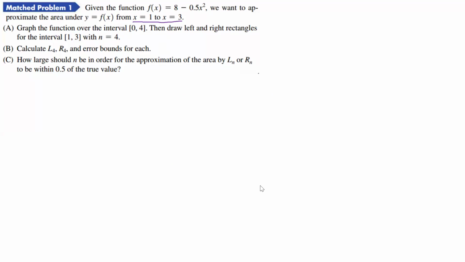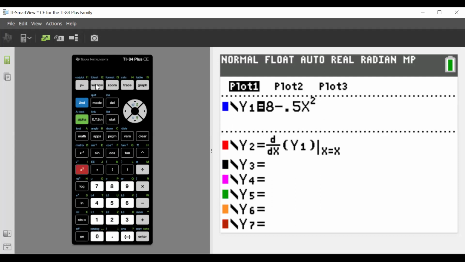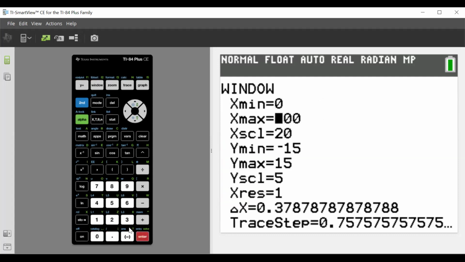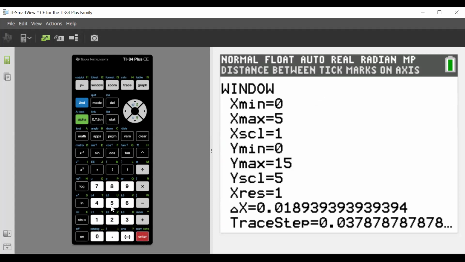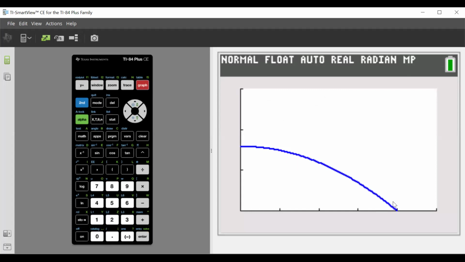So if we go to our calculator, what do we have? Let's get rid of that. And so we had 8 minus 0.5x squared. And we want to go from 0, let's go to 5. It's a little longer than what we need to go to. And let's just go from 0 up to, I don't know what it needs to go to, 15. And let's go by 5. That's fine. All right, so that's what our graph looks like.